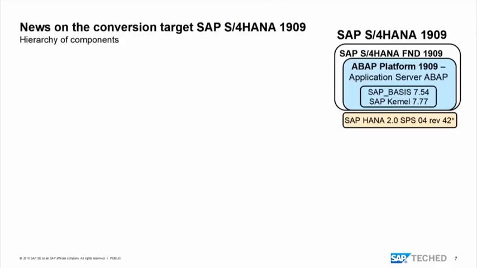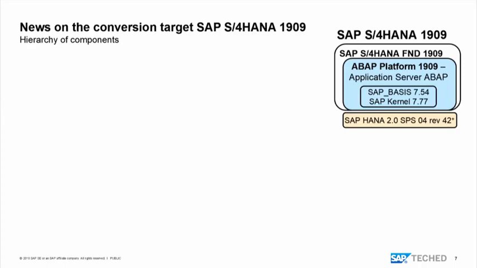The conversion target SAP S/4HANA 1909 is based on specific components, and since I like numbers juggling, I've listed them here. Well, you do not really have to take care, because the maintenance planner takes this. If you plan the conversion, the maintenance planner knows exactly which components to consider. Just for completeness, it's based on basis 754.